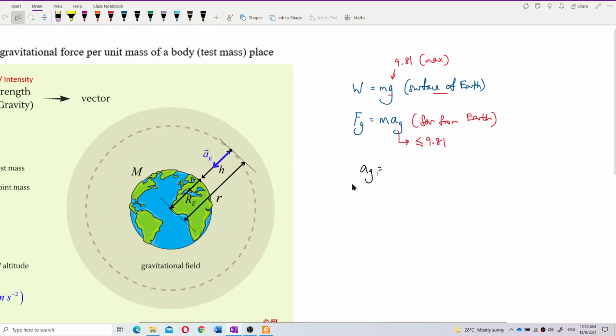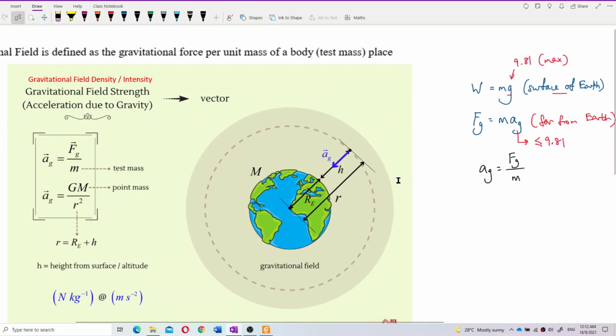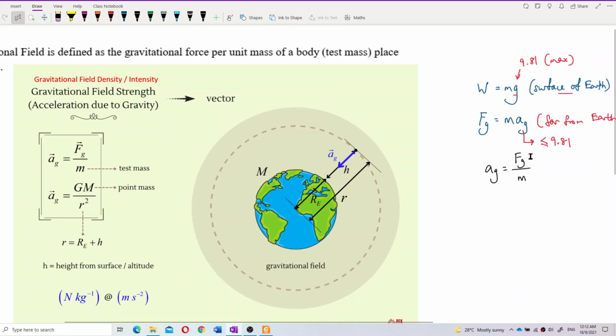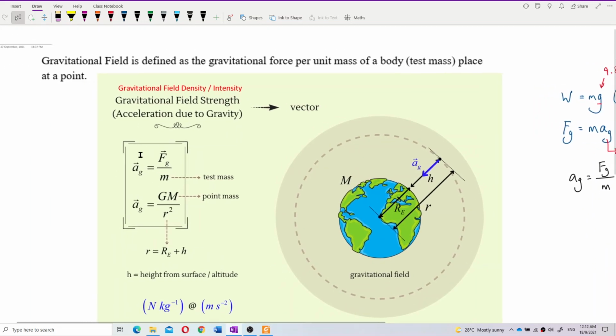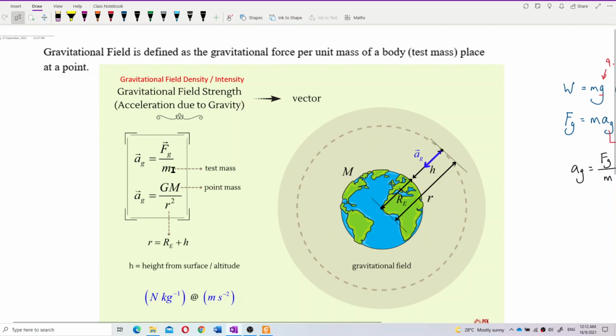We get it by using Fg divided by the test mass, divided by the mass. So that's why we have this formula, Ag equal to Fg over m. This one is actually the definition. This is the definition of Ag, the meaning of gravitational field strength.